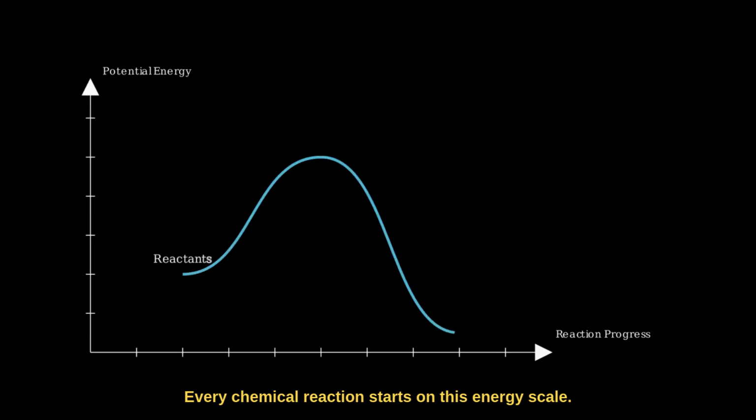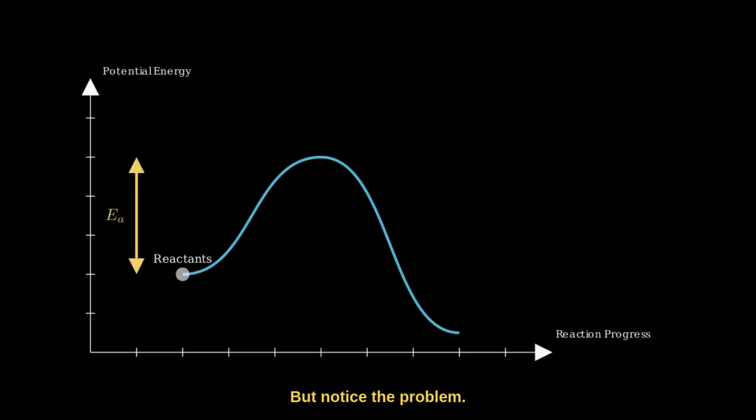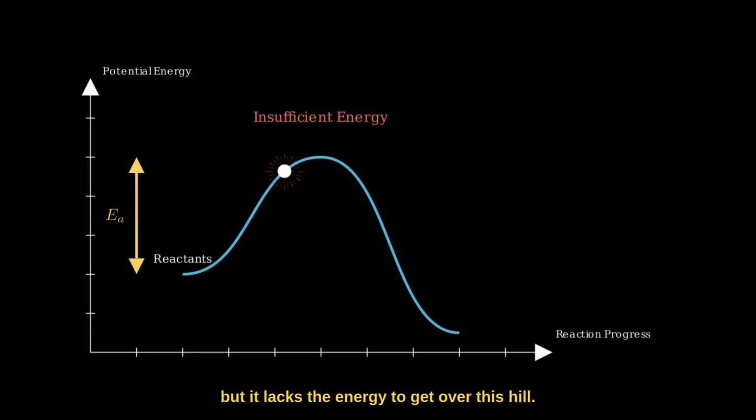Every chemical reaction starts on this energy scale. But notice the problem. This ball represents our reactants, and it's trapped. It wants to react, but it lacks the energy to get over this hill. That peak is the energy barrier, and without enough energy to scale it, the reaction simply won't happen.